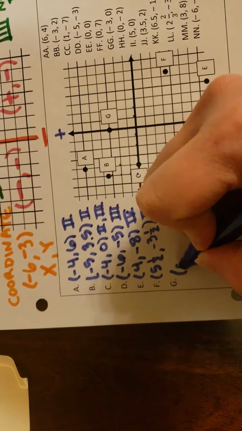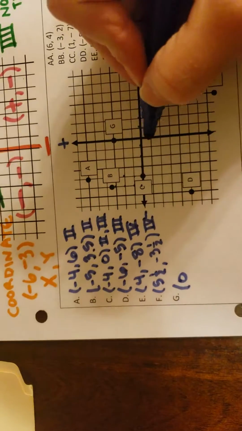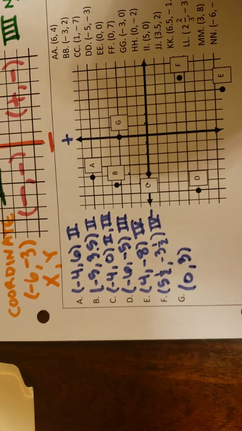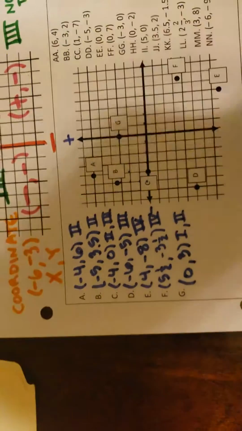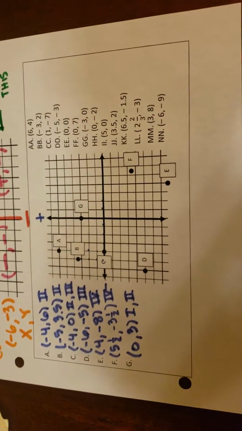And now G is on the y-axis. So it goes 0 first because there's no horizontal motion on the x-axis, and now it's up 3. And which quadrant is that? It's actually 2 different quadrants, 1 and 2. Great, and make sure you're writing those with Roman numerals.